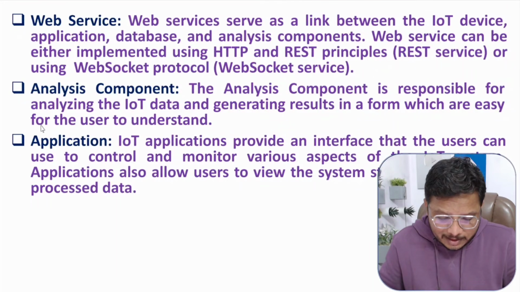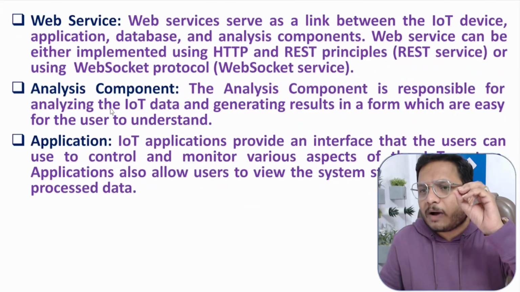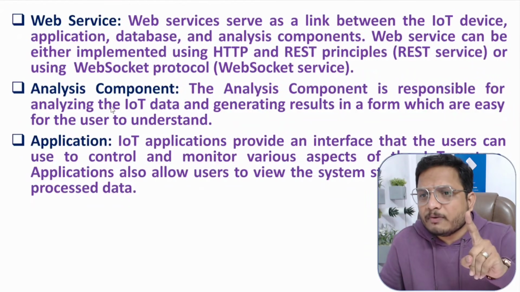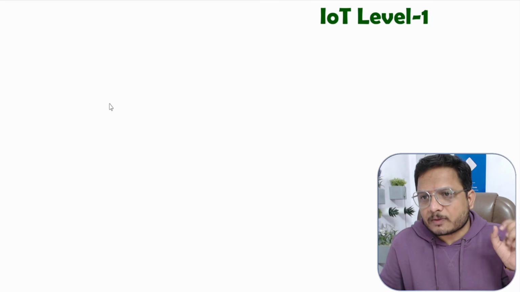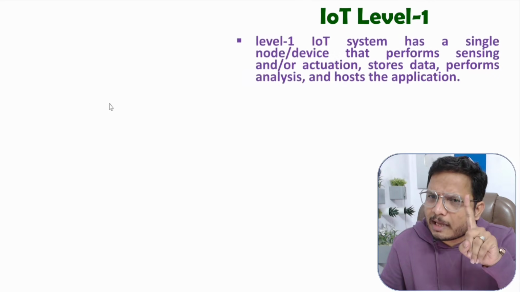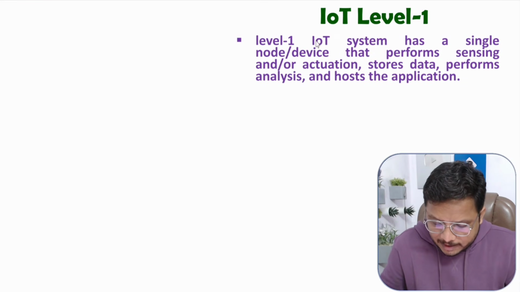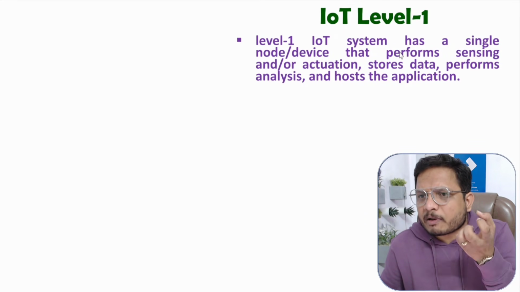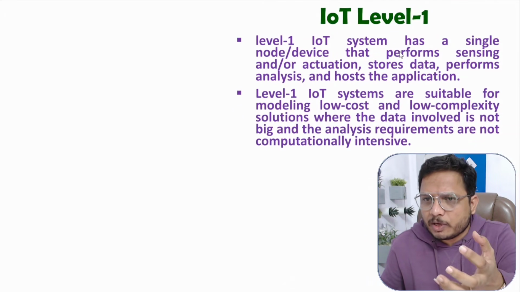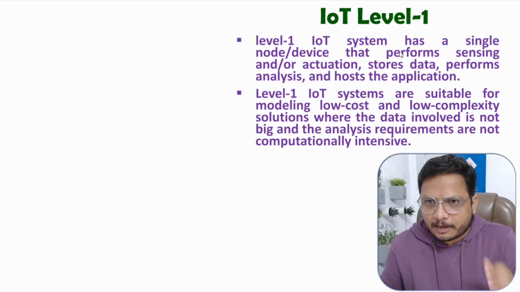Now let us try to understand how the IoT levels are there. So IoT level number 1 gives you an idea about the simplest IoT system. The simplest IoT system will be having a single node only. So level 1 is having a single node in which we will be sensing the data, performing the actuation part, and storing everything with a single node only, right?